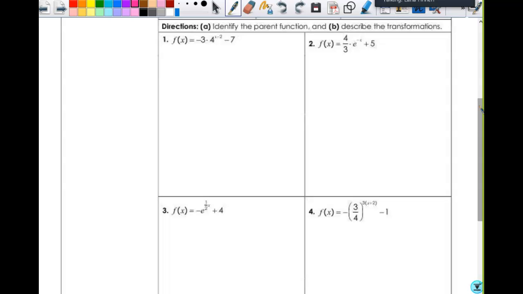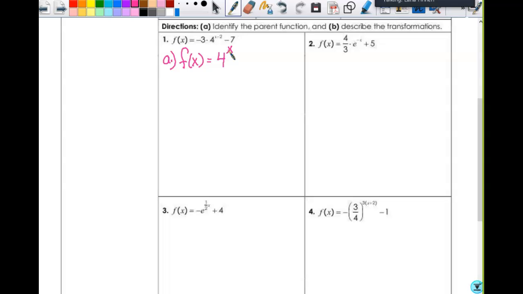So on number 1, I look for the base. So to identify the parent function, that's what it asks for first, it's going to be f of x equals something. The base of the exponent is 4. So it's 4 to the x. That's the parent function. Can I multiply the negative 3 times the 4 and just go ahead and make that 12? No, that's a big fat no. Aunt Sally would be really upset with that.